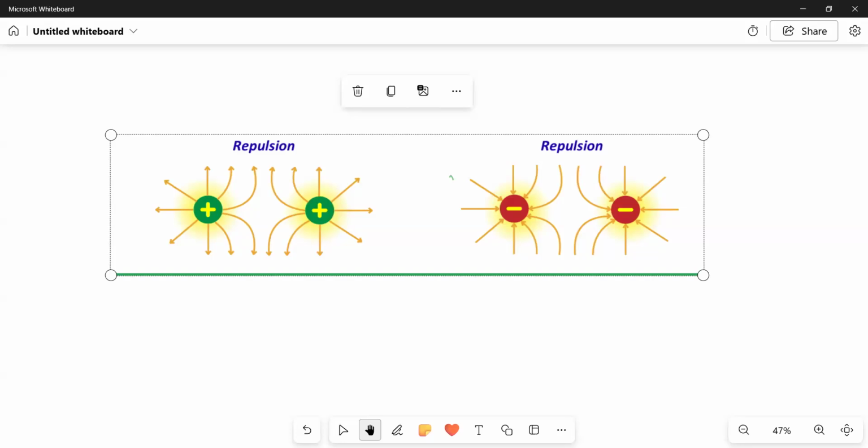y'all give me 1 second. I'm noticing that this bulb is, oh gosh, my bulb went. Give me 1 second. Let me pause the recording.